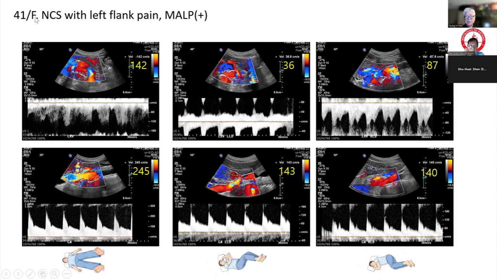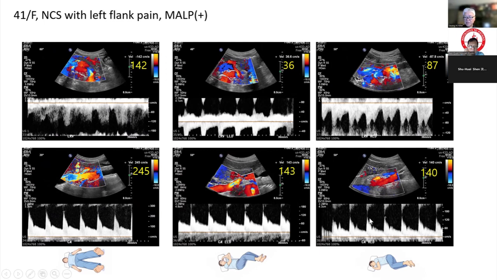Also, this is a young woman, examined in different postures: supine, left lateral decubitus, and right lateral decubitus. This is the left renal vein area, the nutcracker area. Supine 142, left lateral decubitus 36, and right lateral decubitus 87. The compression was relieved in the left lateral decubitus.